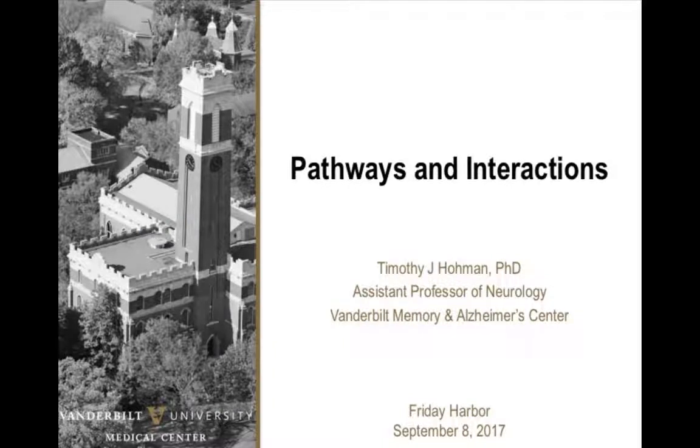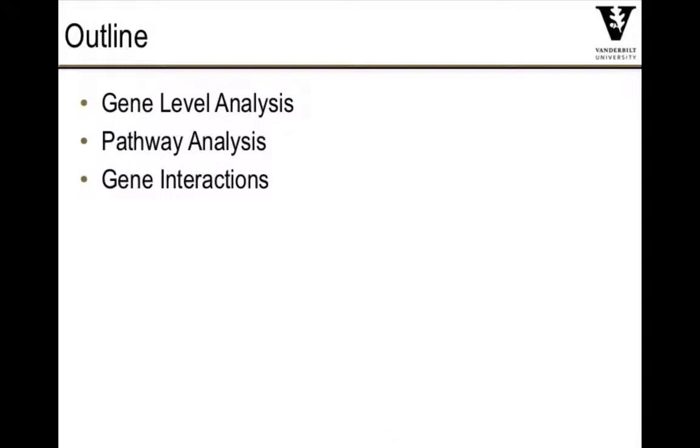We're going to talk about pathways and interactions. My goal is to just give an overview of the ways that you can use different approaches that take information that we already know about genes and gene networks and how genes relate to proteins and kind of inform your selection of SNPs or use the SNP data in a slightly different way to give yourself a little bit more power. So that's my goal.